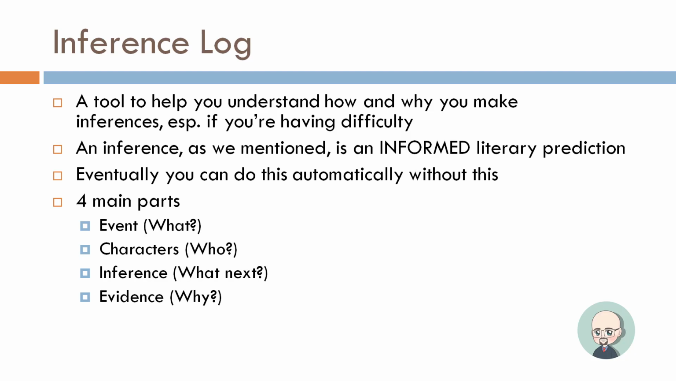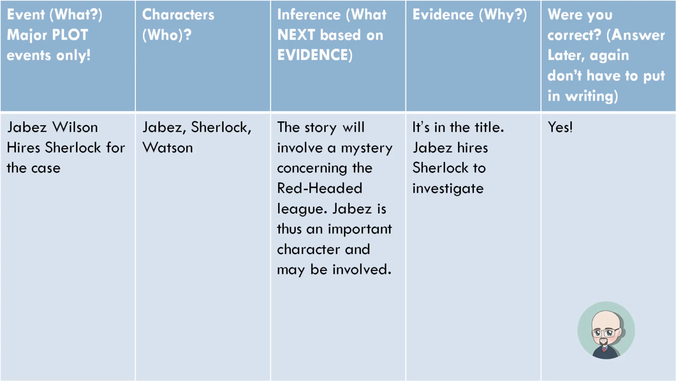But there's four main parts. You're going to look at the event, the characters, the inference, and the evidence. The event is what's happening. The characters are who's doing it. The inference is, well, what happens next? And the evidence is why. How do we know what happens next, okay? And here's a template for how this works.